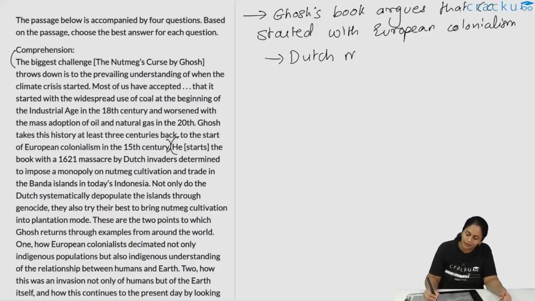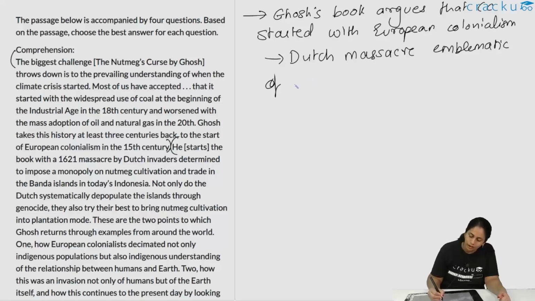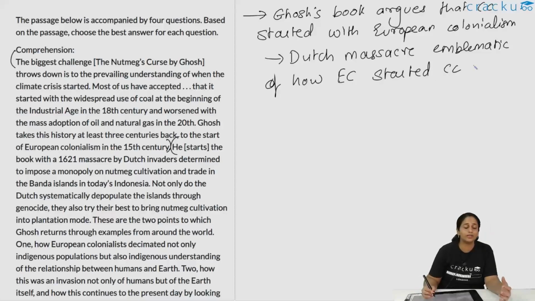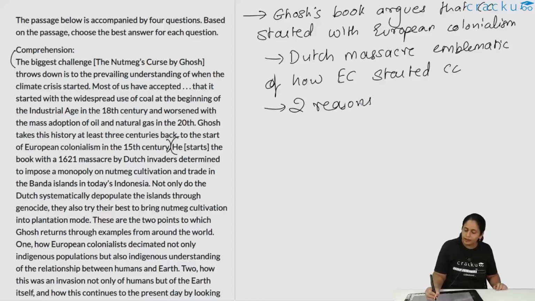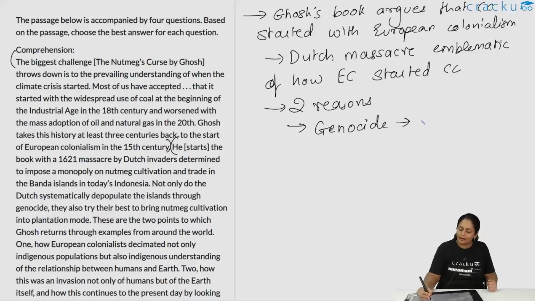So, the Dutch massacre is emblematic of how European colonialism started the climate change. So, why is this emblematic? How is this emblematic of how European colonialism led to climate change? So, he gives two reasons why this kind of European colonialism was the start of climate change. The first reason is that the genocide not just killed the people, but it also killed their understanding, the local understanding of the relationship between earth and humans.